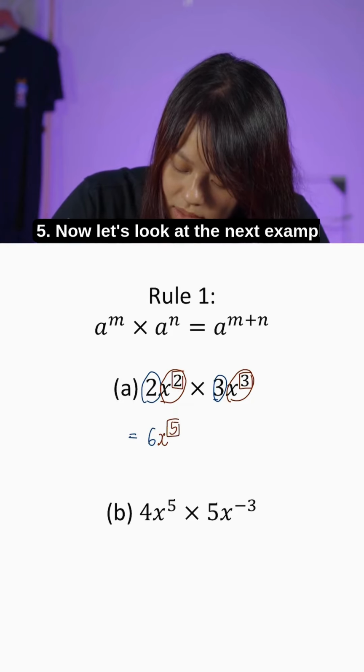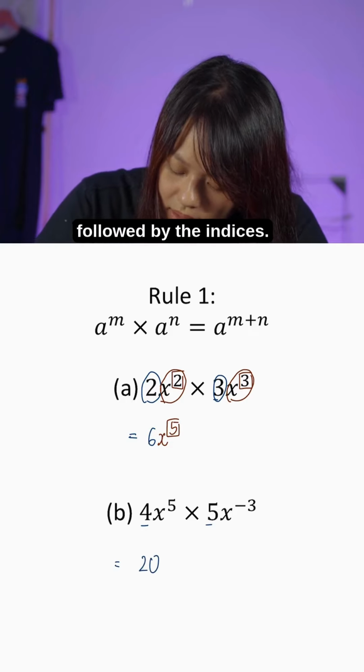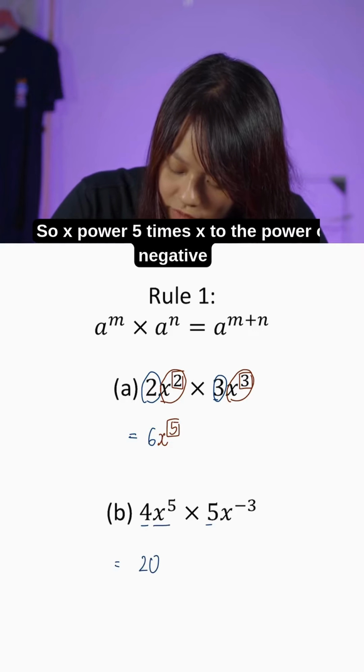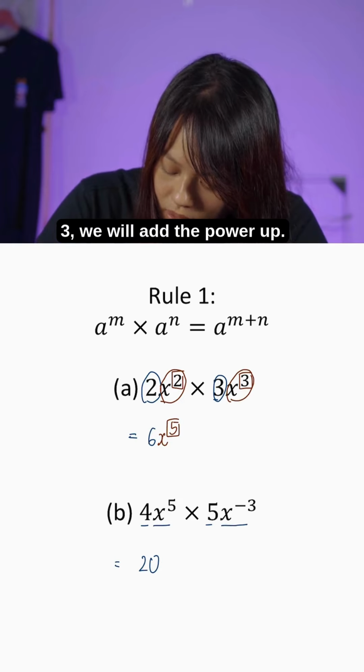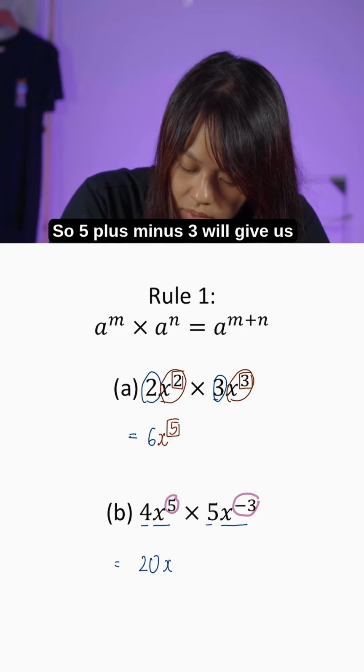Now let's look at the next example. We have 4 times 5, which is 20, followed by the indices. So x to the power of 5 times x to the power of negative 3. We will add the powers up. So 5 plus minus 3 will give us 2.